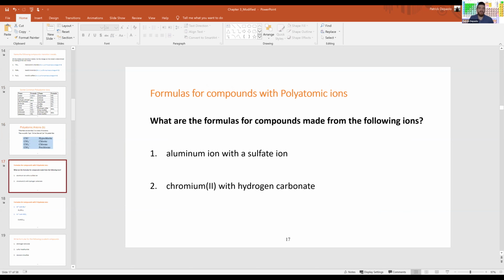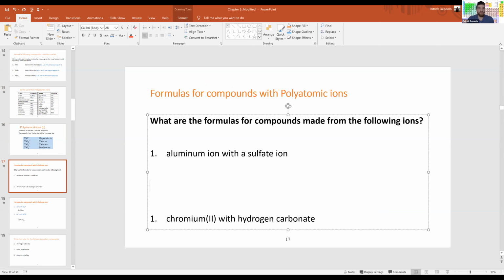Okay, so let's do some examples. All right, so aluminum ion with a sulfate ion. So aluminum, Al 3 plus. A sulfate ion is SO4, which is a 2 minus. Now, if you put these together, the same rules apply. We didn't go over the naming yet. The naming is really easy. I think it comes in later slides. You just put the name of the polyatomic ion. That's it. That's the name.